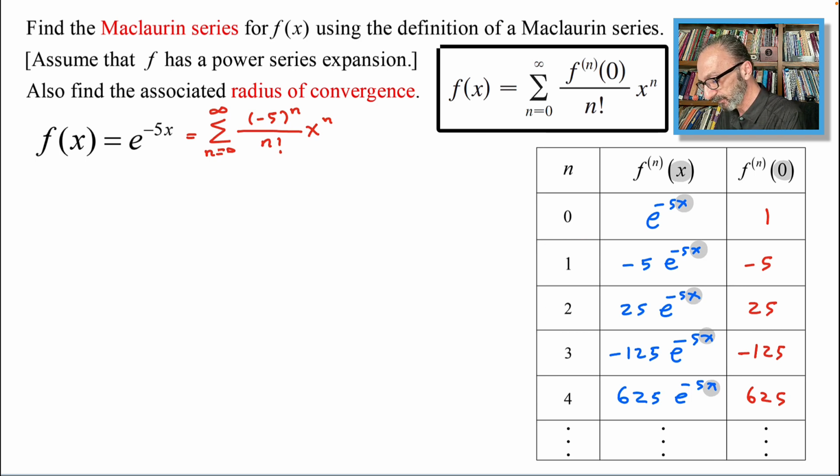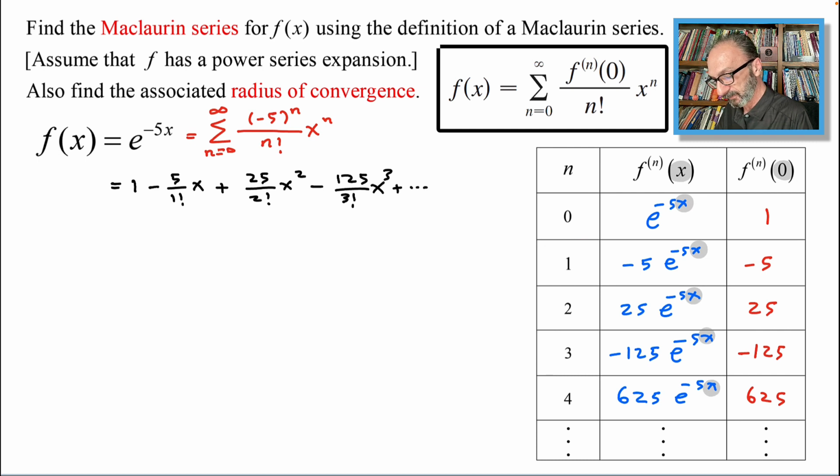If you want to expand it and see the terms, we could rewrite this as follows: that equals to 1 minus 5 over 1 factorial x plus 25 over 2 factorial x to the second minus 125 over 3 factorial x to the third, and so on. To find the radius of convergence, we're going to use the ratio test, and here we go.